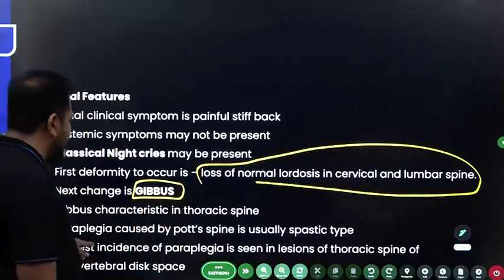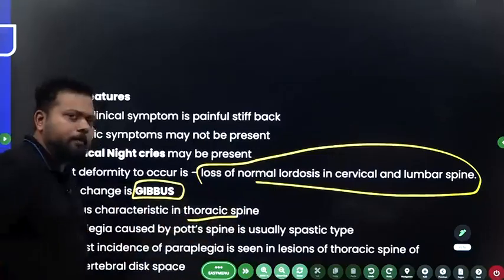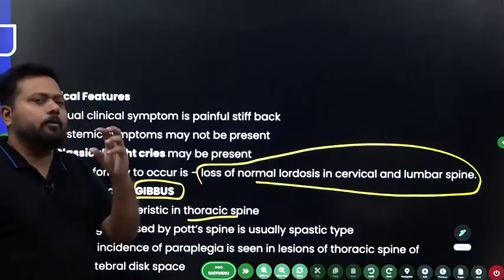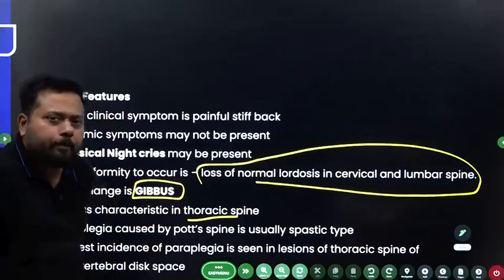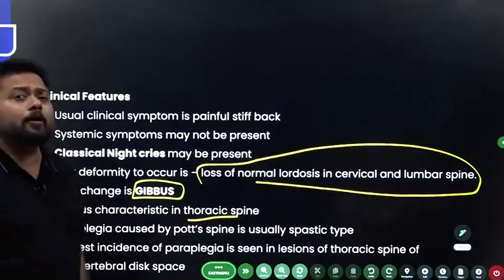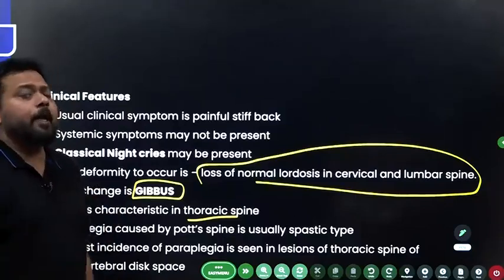Gibbous is very common in the thoracic spine. What do you mean by gibbous? Crowding of the spinous processes. Two or three spinous processes crowd together and form a hump. When you palpate, you can feel a hump. That is called gibbous. That is the second common deformity. The first common deformity is loss of cervical and lumbar lordosis.